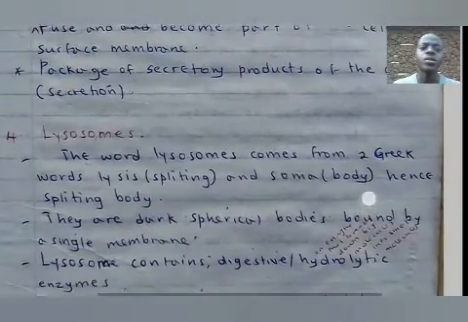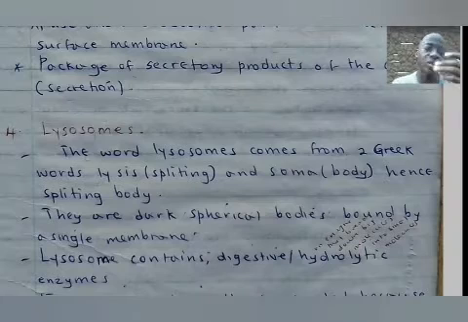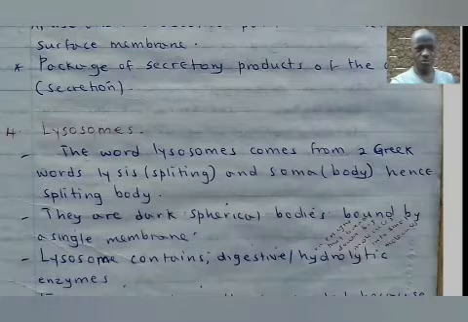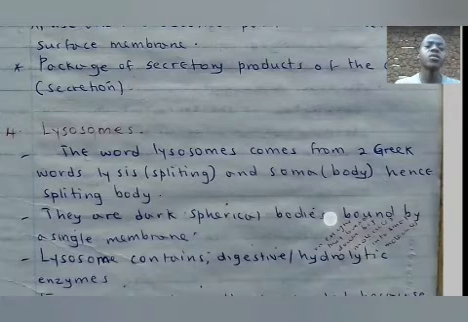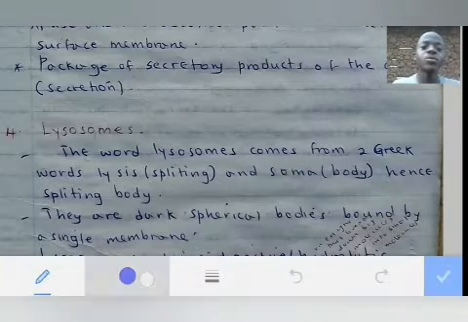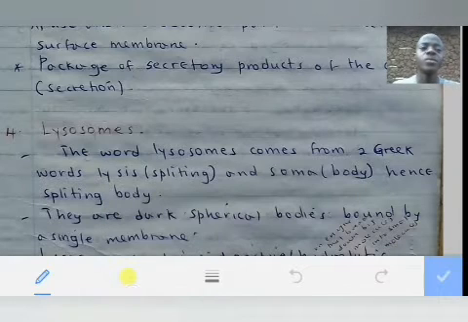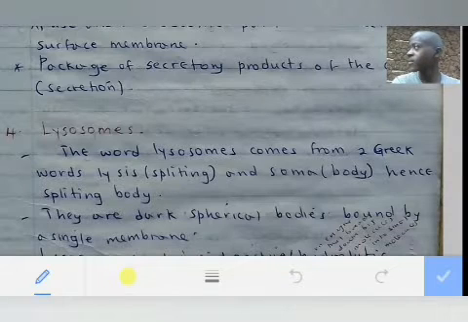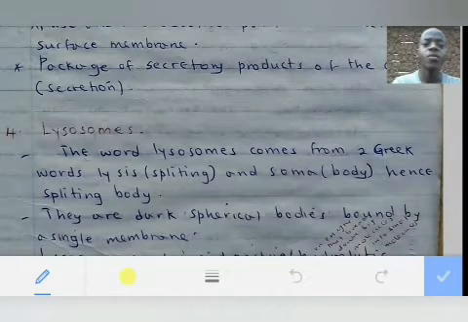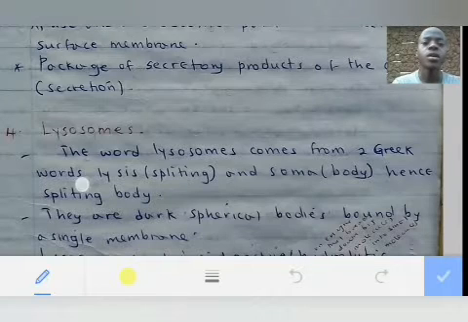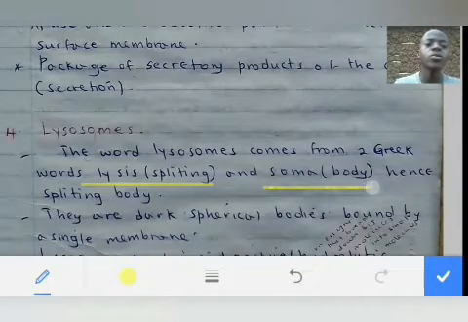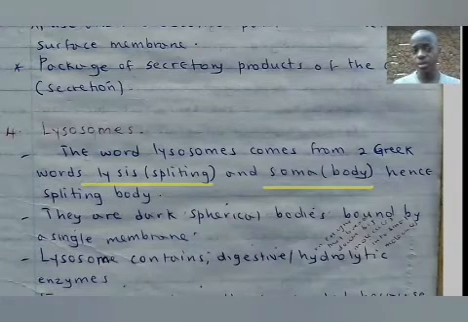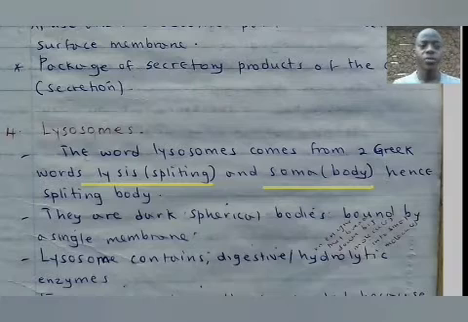So now we can come to see what the lysosomes are, which you are going to understand very well. First of all, where does that word lysosome come from? It comes from two Greek words. Some of these biology words become very hard because they are Greek words. Lysis meaning splitting, and soma, which means body. So it means splitting body. But what does splitting body mean? Don't worry, we're going to understand.